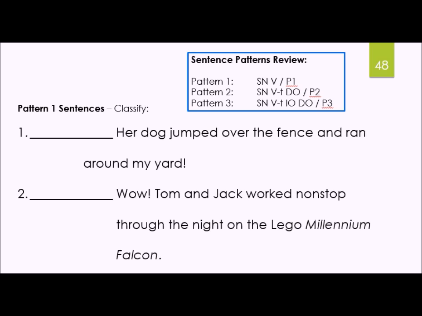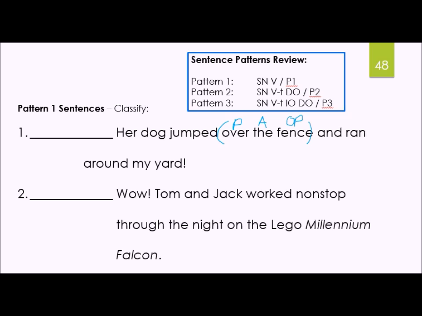Read it. Her dog jumped over the fence and ran around my yard. Do you see any prepositions in the sentence? Let me get my pens going. Over. The fence. Good. Oh, sorry, I'm getting ahead of myself. Over. Preposition. Over what? Fence. Object of the preposition. The. Article adjective. Put a parentheses around that prepositional phrase, over the fence.